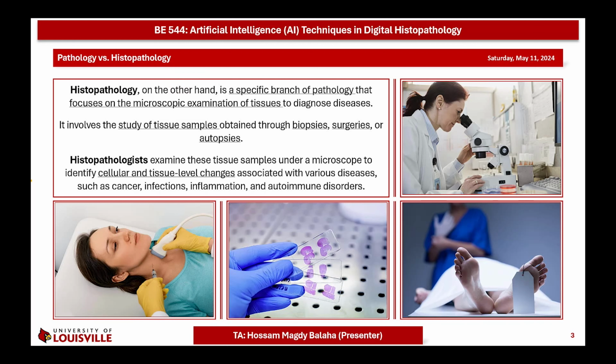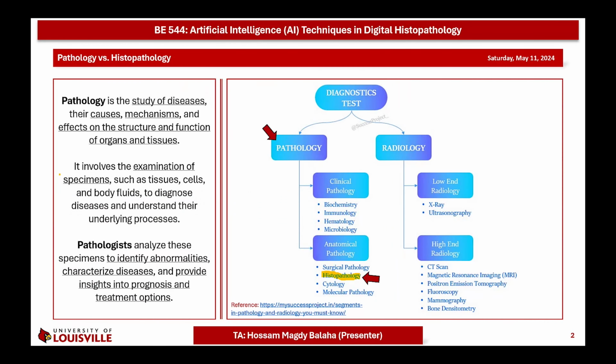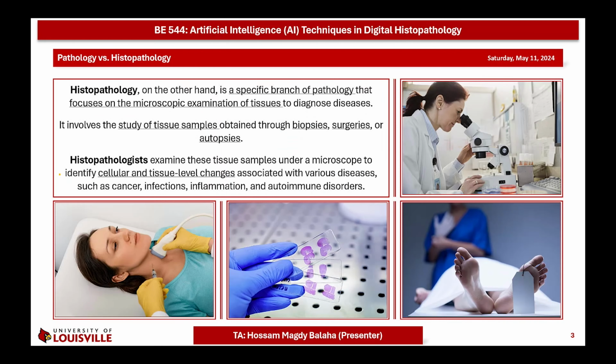Histopathologists examine these tissue samples under a microscope to identify cellular and tissue level changes associated with various diseases such as cancer, infections, inflammation, and autoimmune disorders. So, pathology focuses on the study of diseases, causes, and mechanisms, while histopathology focuses on that, but under the microscope.